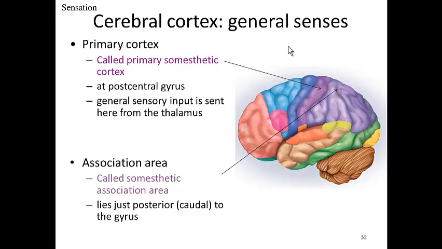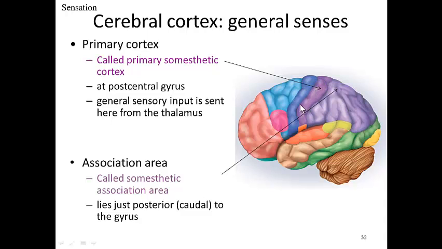So let's first take a look at how the cerebral cortex is involved with general senses. The primary cortex that's involved with general senses is called the primary somesthetic cortex. The primary somesthetic cortex is located right here. This is a location called the postcentral gyrus.